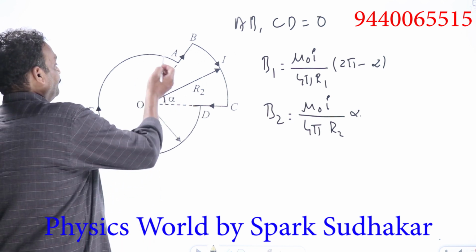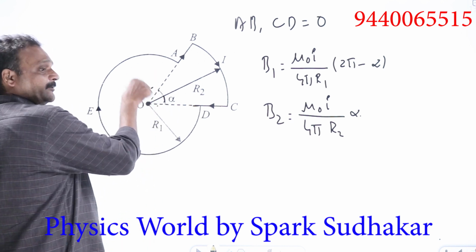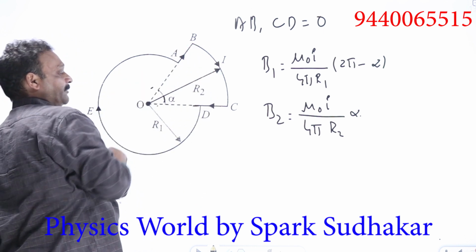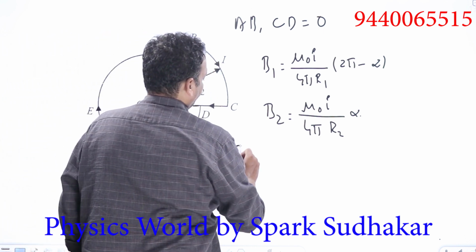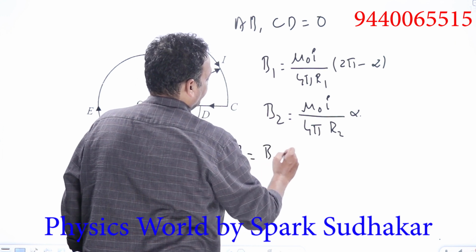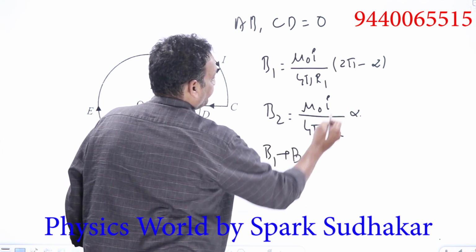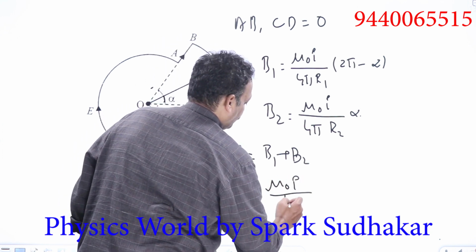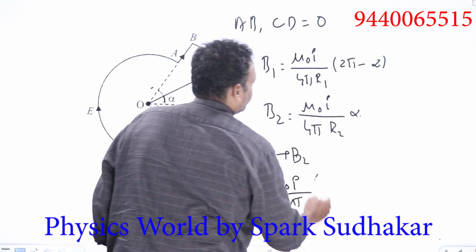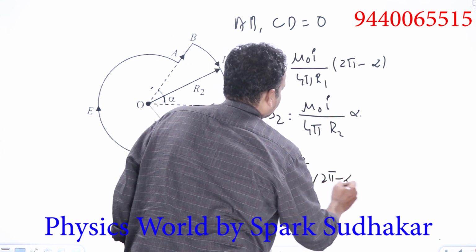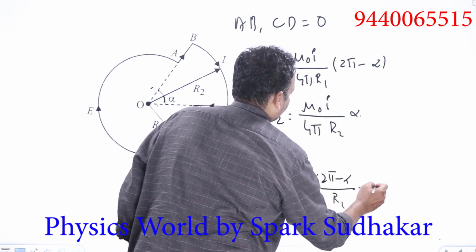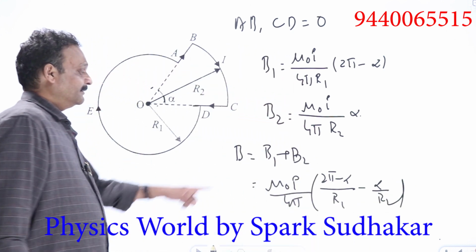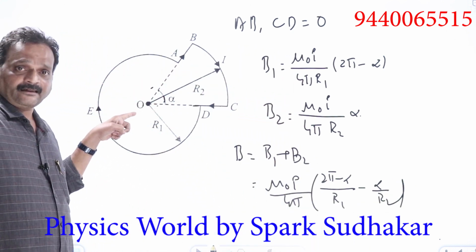Now the field due to this segment is pointing into the board, as we have already seen. The field due to this segment is also pointing into the board only. So the resultant field will be B equal to B1 plus B2, that is mu naught I by 4 pi into (2 pi minus alpha) by R1 plus alpha by R2. This is the magnetic field due to such a current configuration.